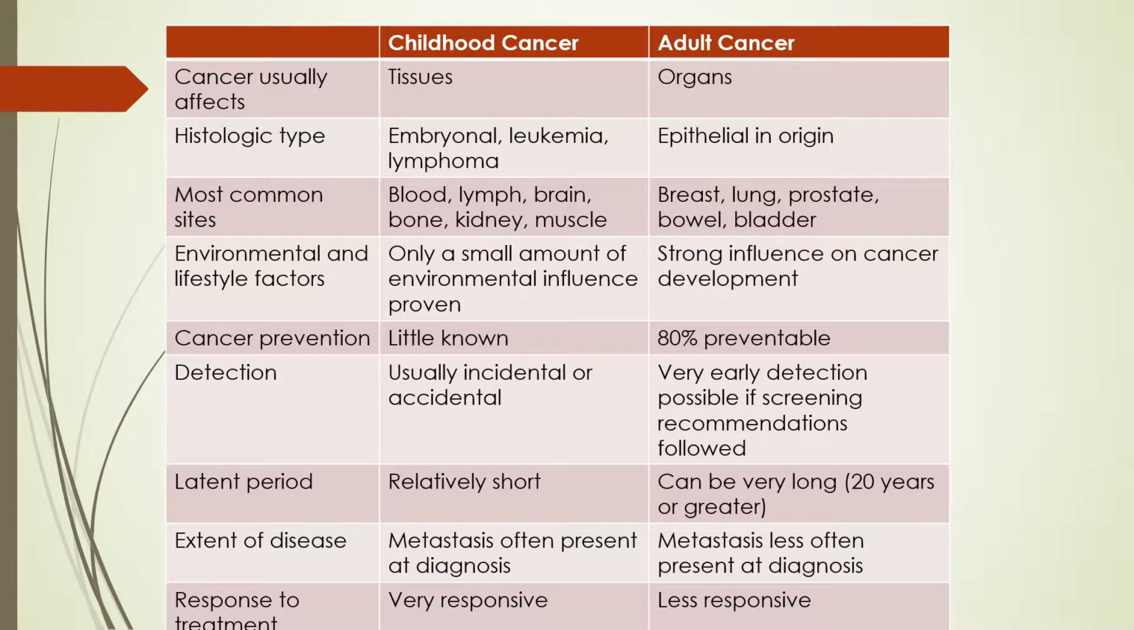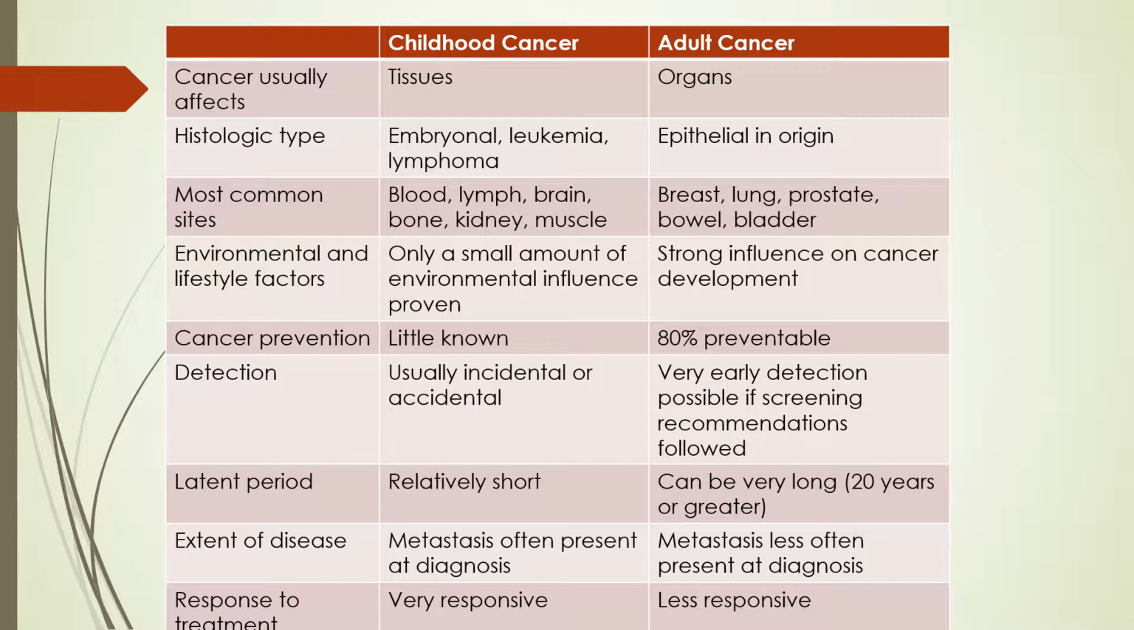I thought this was an interesting chart out of your book. They're comparing childhood cancer with adult cancer. In childhood, cancers usually come from the tissues. Adult, it comes from the organs. In childhood, it's embryonal, leukemia, and lymphoma. Where adult cancer, it's epithelial in origin. Most common sites in children are blood, lymph, brain, bone, kidney, and muscle. Where in adults, it's breast, lung, prostate, bowel, and bladder, though I have unfortunately seen a couple of these in children.